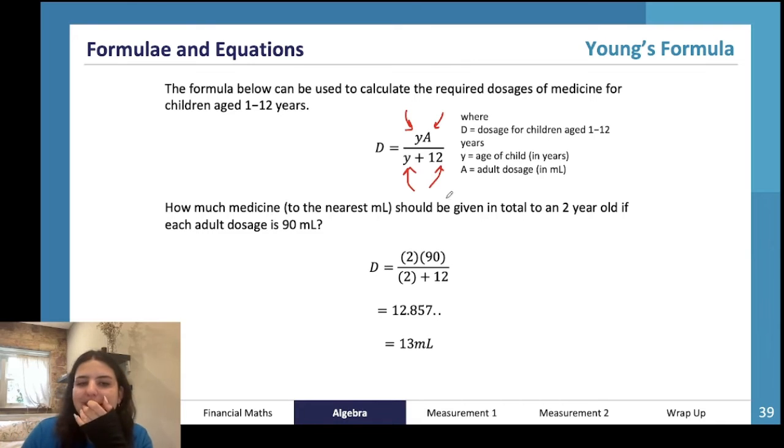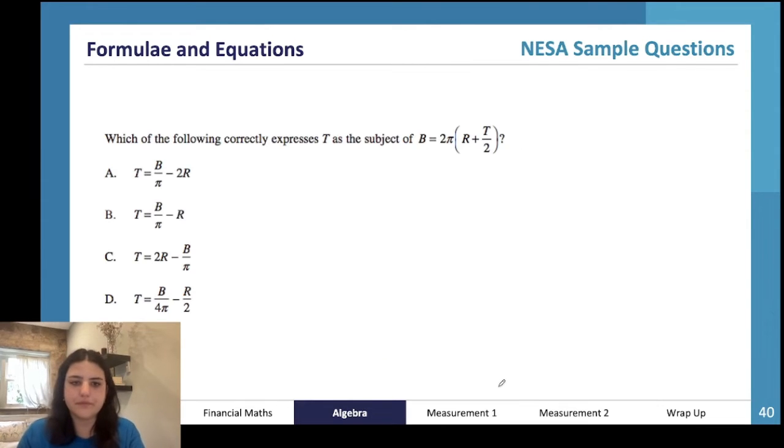So this question says how much medicine should be given in total to a 2-year-old if each adult dosage is 90 mils. So their age is 2 times 90, which is the adult dosage, over 2 plus 12. So 2 times 90 over 2 plus 12, and that gives us 12.857, which we would round, as it says, to the nearest mil, to 13 milliliters.